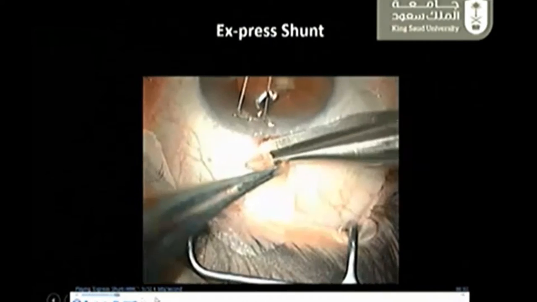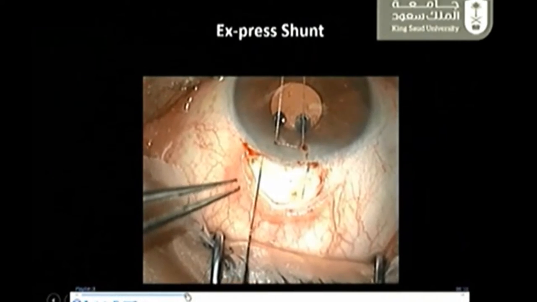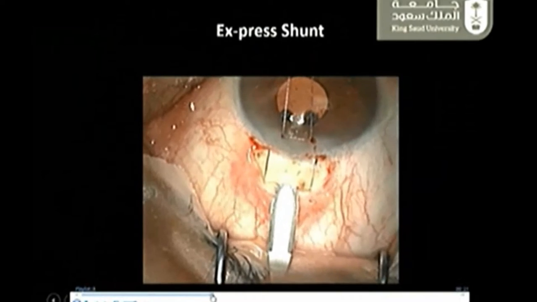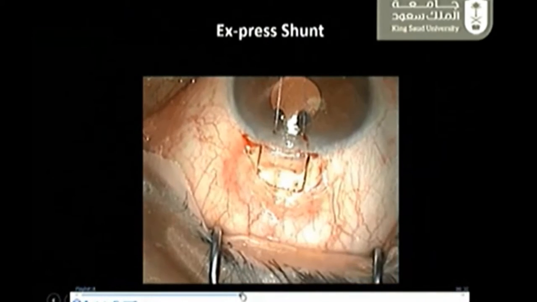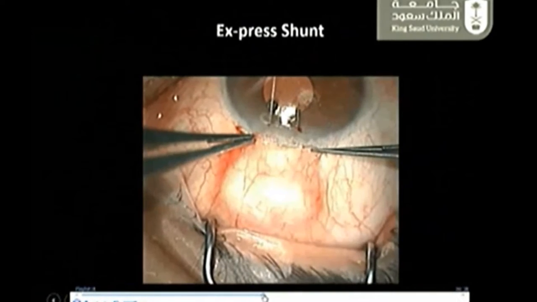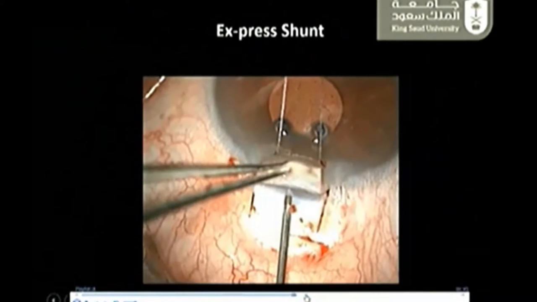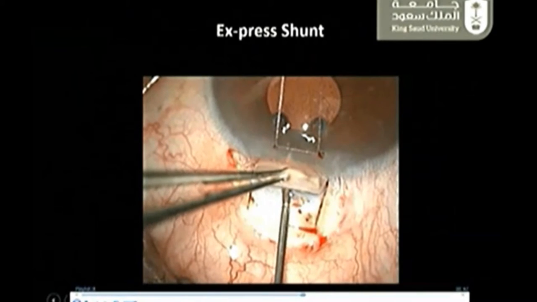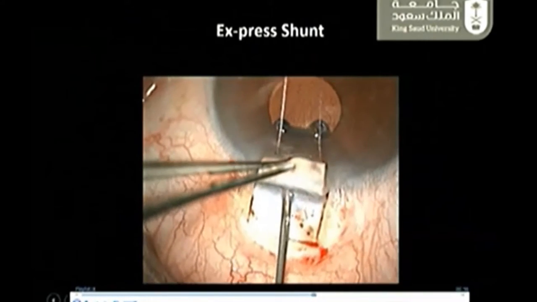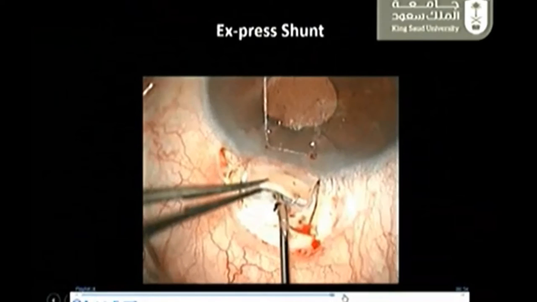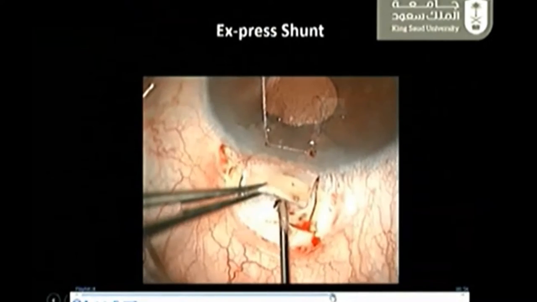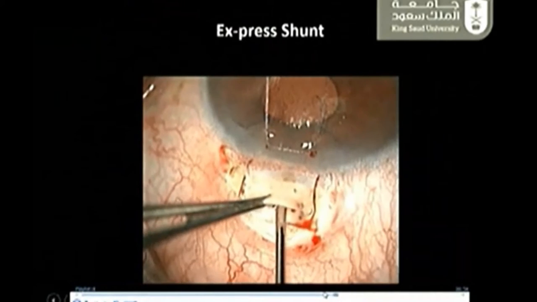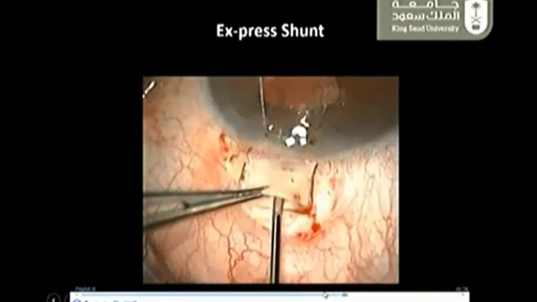So that's the video of an Express shunt procedure. You dissect as if you are doing a regular trabeculectomy. Once you irrigate, you go in with the 25-gauge needle, to the area between the white and gray zone. After that, you insert the Express shunt, going just a little bit oblique.